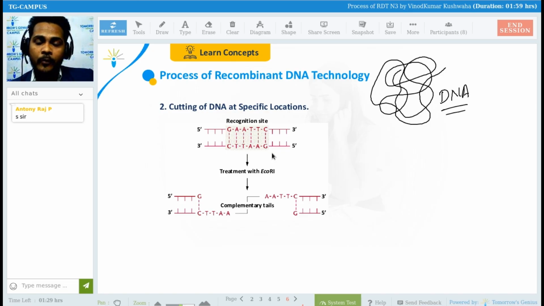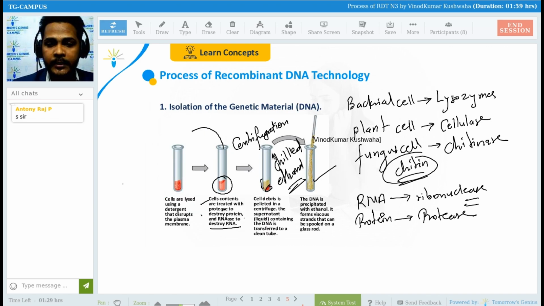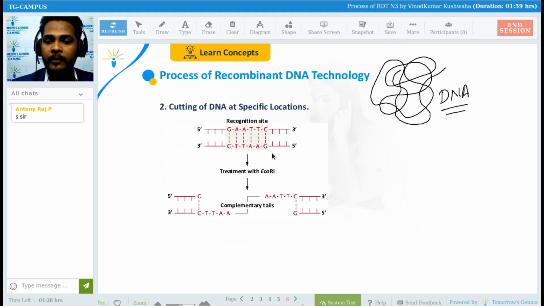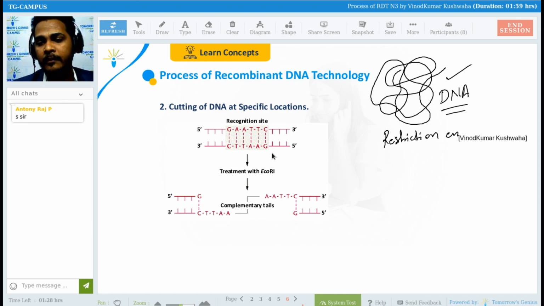Okay. Now this is the DNA which you have isolated in these tubes. This is your pure DNA, which is a long thread-like structure which I drew over here. Now you need to cut it at a specific location. How will you decide this specific location? You can use restriction enzymes. To cut at a specific location, you need restriction enzymes.